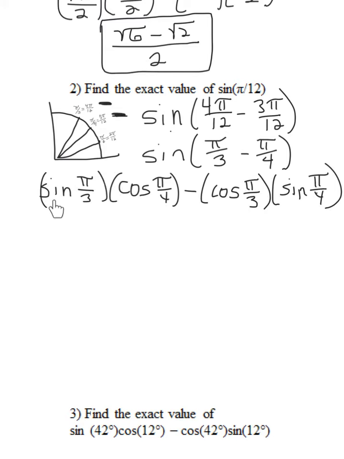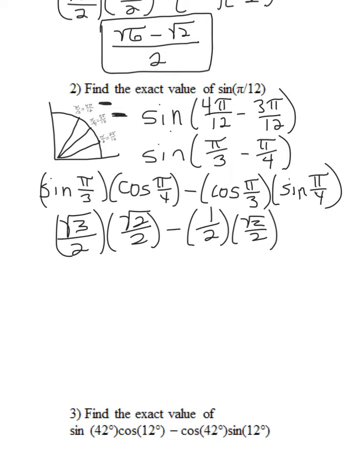Okay, so here we have sine of alpha, which is sine of pi over 3, cosine beta, which is cosine pi over 4, minus cosine of alpha, cosine of pi over 3, times sine of beta, sine of pi over 4. So we're going to find these exact values, and then we're going to simplify. All right, so using our unit circle, we see that sine of pi over 3 is root 3 over 2. Cosine of pi over 4 is root 2 over 2.